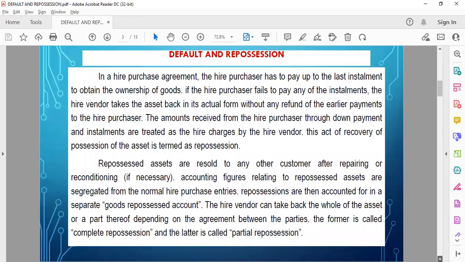From this class, we are going to learn about default and repossession. Unit 11, Block 3. First, we can see the introduction of default and repossession.